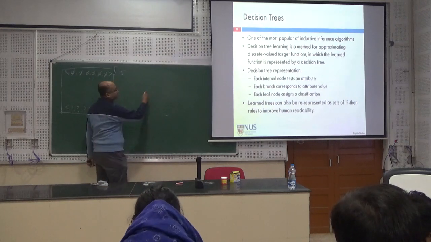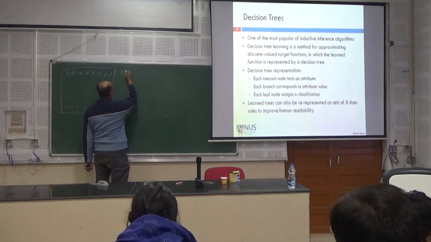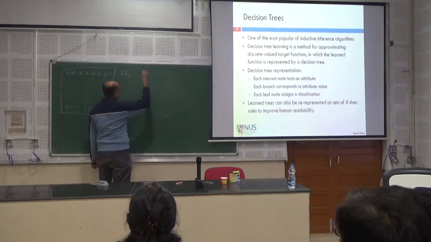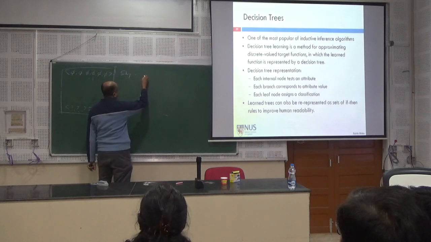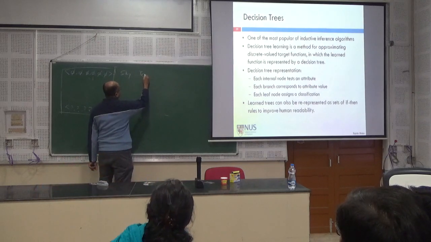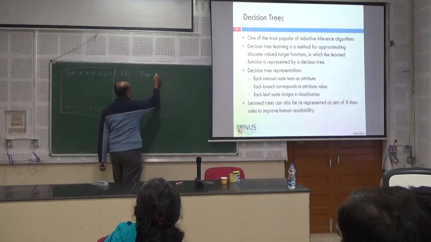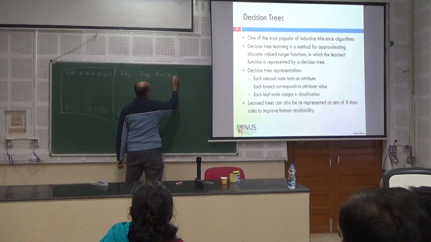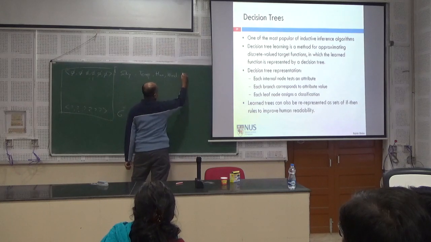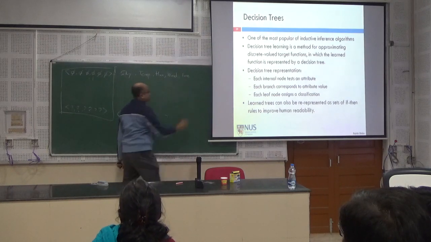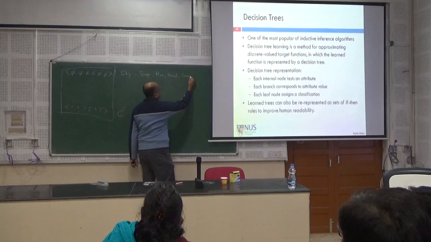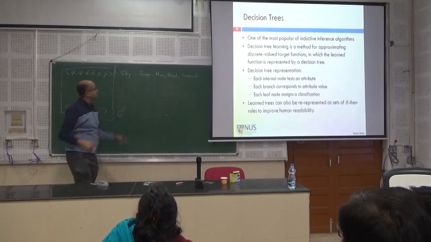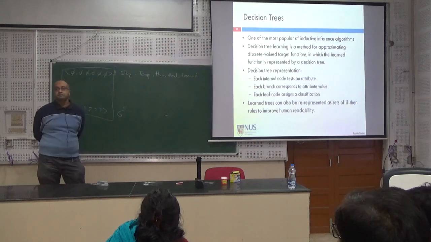Let's say these are my attributes. So what was it? Sky. Anybody remembers? Let's make it up, right? Sky, temperature, humidity, wind, forecast, right? And maybe something else, it doesn't matter what. Water temperature, right? Something. Anyway, I don't have space, so that's fine. So these are my attributes.